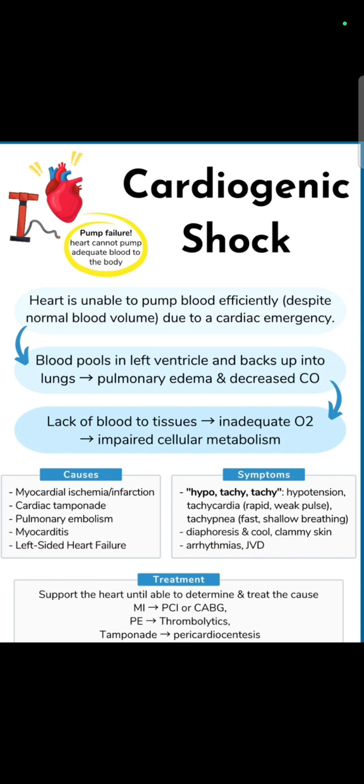In case of pulmonary embolism, thrombolytics are usually administered to dissolve the clot. In tamponade, there is an accumulation of fluid around the heart. In such cases, pericardiocentesis is done. Pericardiocentesis means draining out the excess fluid which has accumulated in the pericardium.